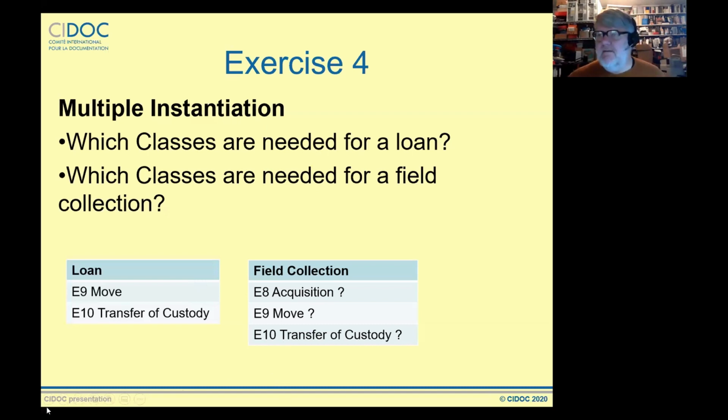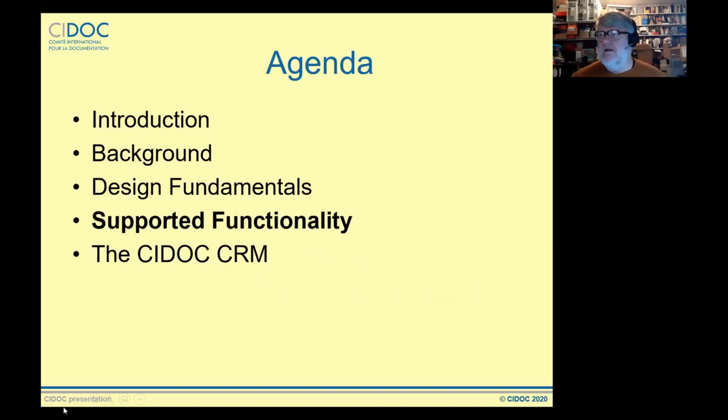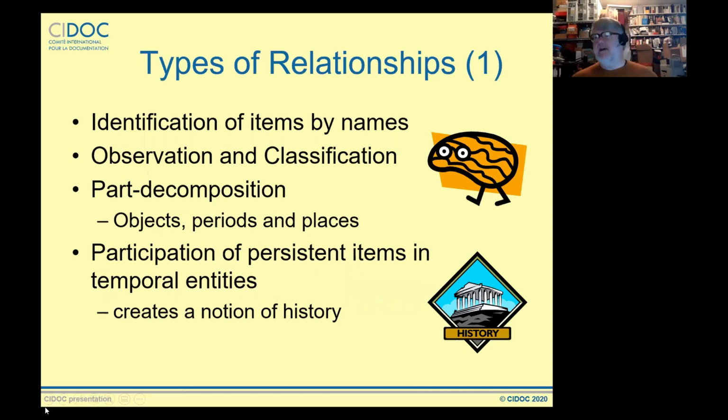So that was exercise 4, the last of those. So now what we're going to start talking about is what you can do with it. What's the functionality that we've built into the descriptive content of this ontology? What states of affairs in the world can it actually describe? So that's what we're going to look at now. So different types of relationships.